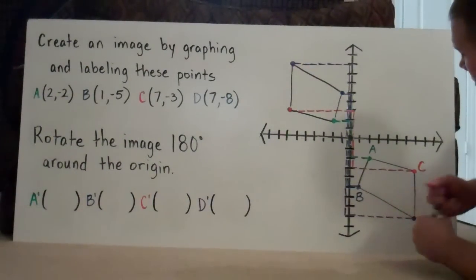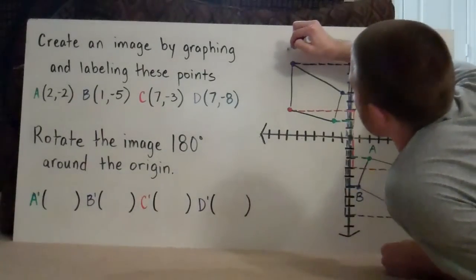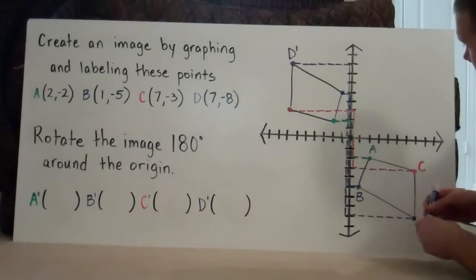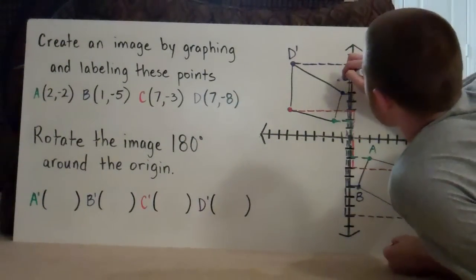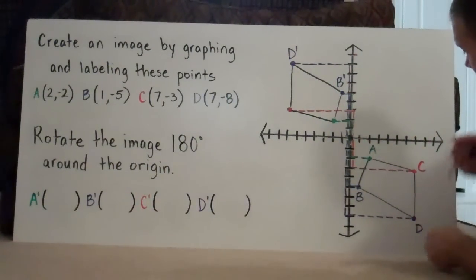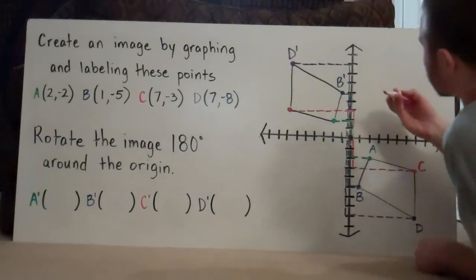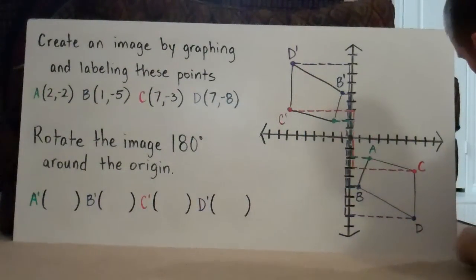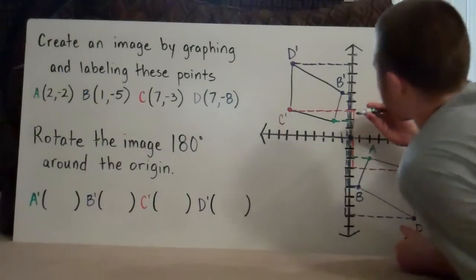Alright, and here I now have D prime. Blue, that's B prime. Red, that's C prime. And last one, green, that's A prime.